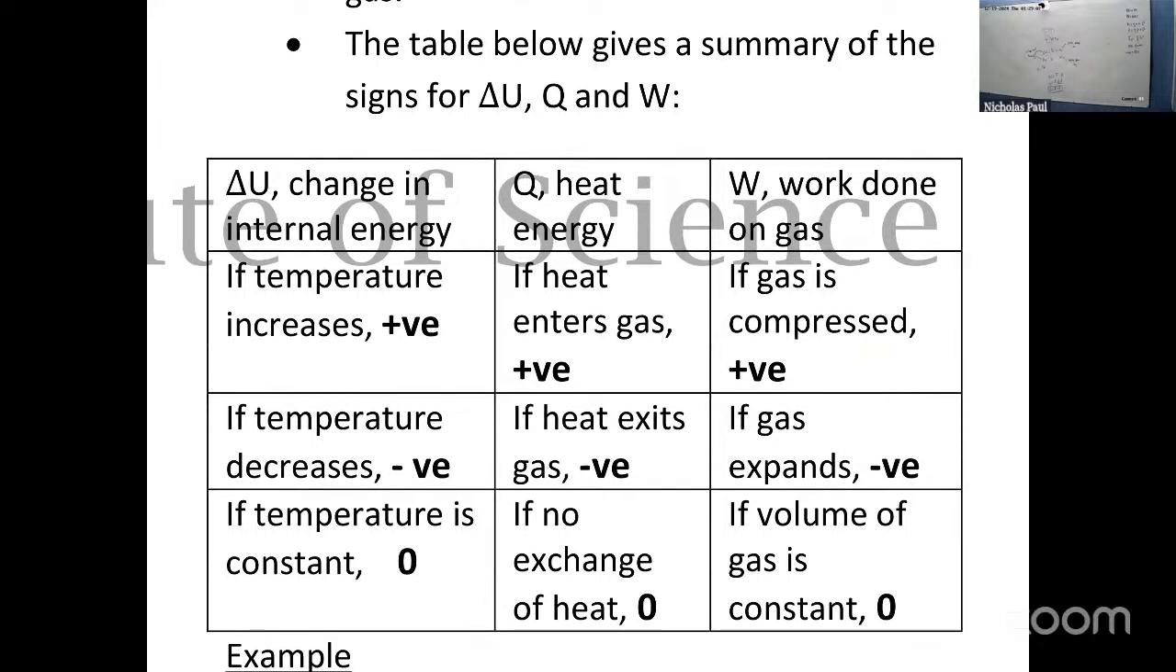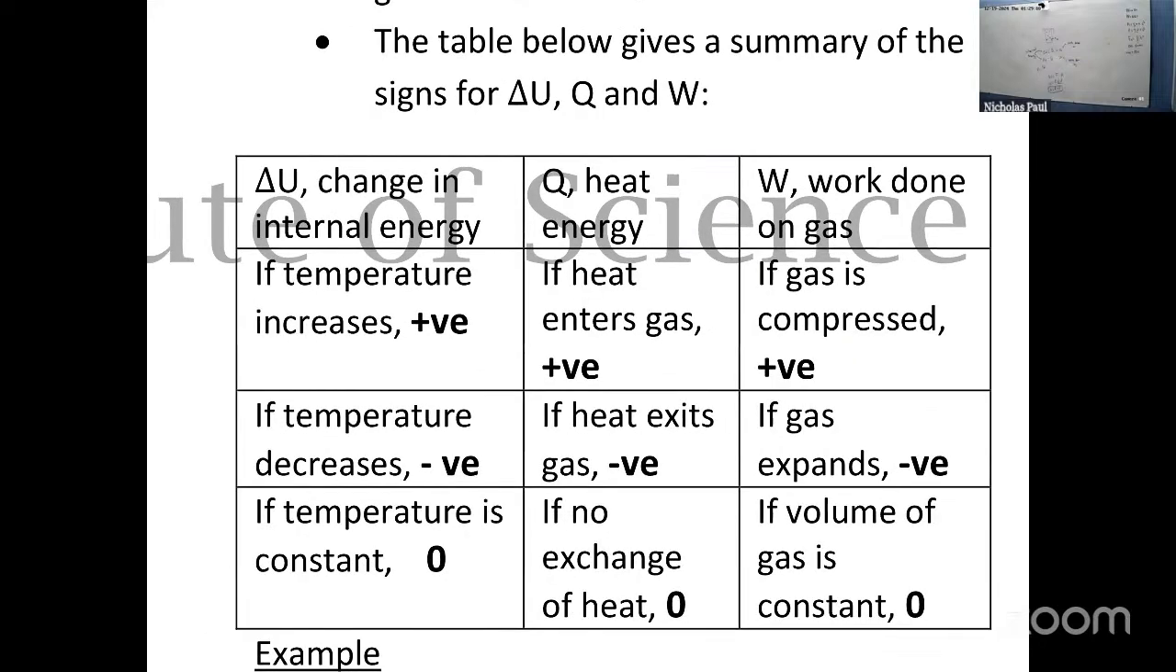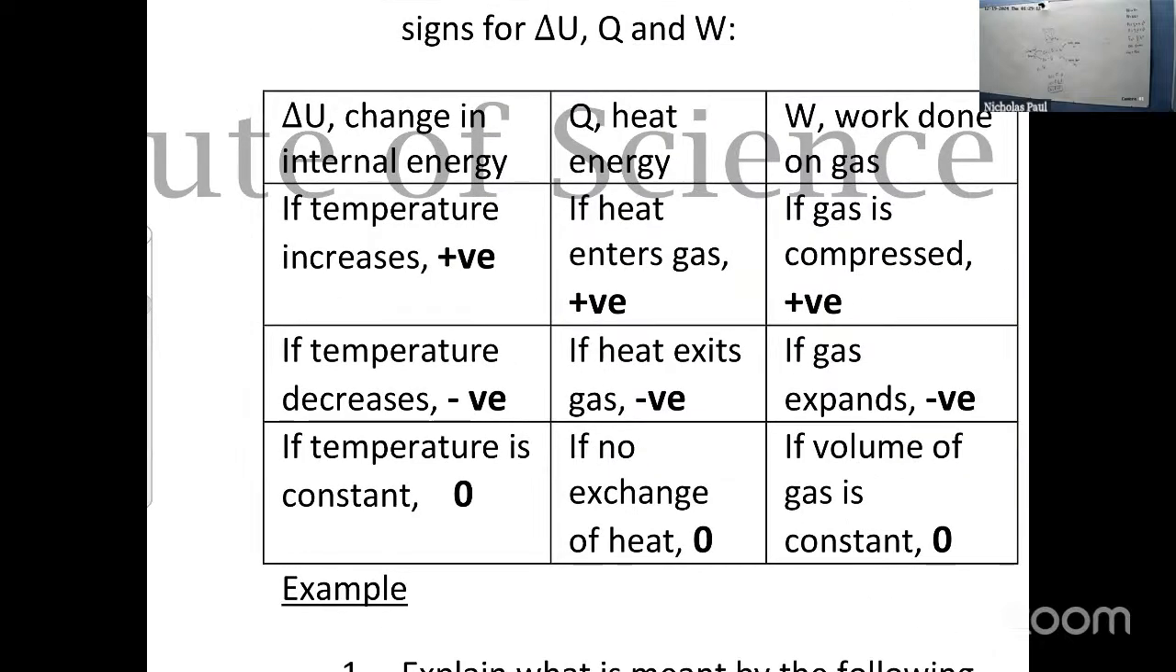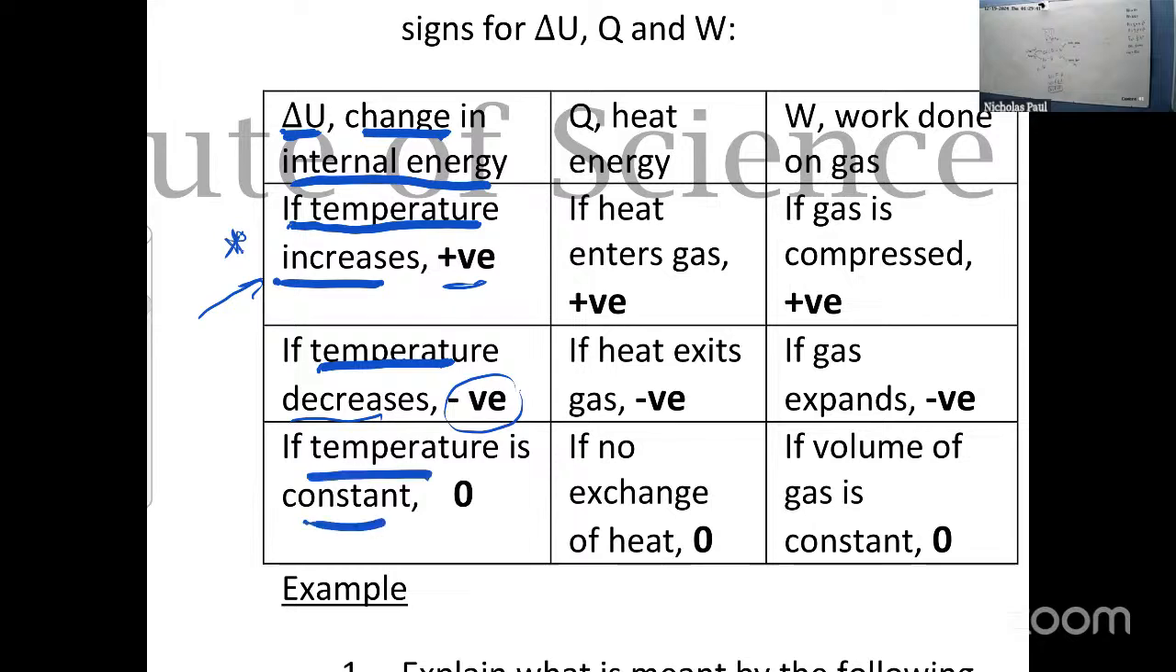So watch this here. Let's focus on the first rule. This technically sits in the formula, but I put it in table form to help. The change in internal energy, delta U: if the temperature increases, then delta U is positive. If the temperature decreases, delta U is negative. If the temperature is constant, not changing, then delta U is zero.